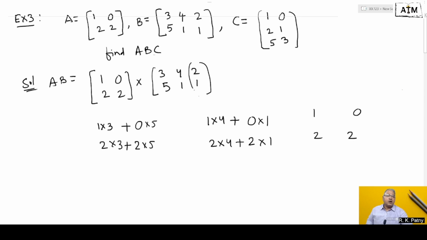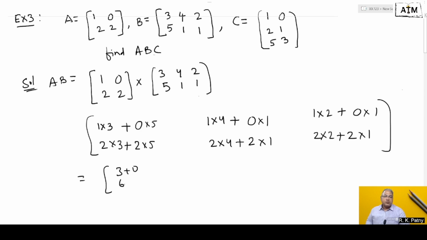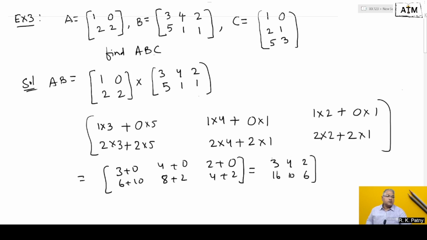Now the third column is 2, 1. So 1 will multiply to 2 plus 0 will multiply to 1, and 2 will multiply to 2 plus 2 will multiply to 1. After that, the job is left of simplification. 3 plus 0, 6 plus 10, 4 plus 0, 8 plus 2 and 2 plus 0 and 4 plus 2. This equals 3, 4, 2, 16, 10 and 6.